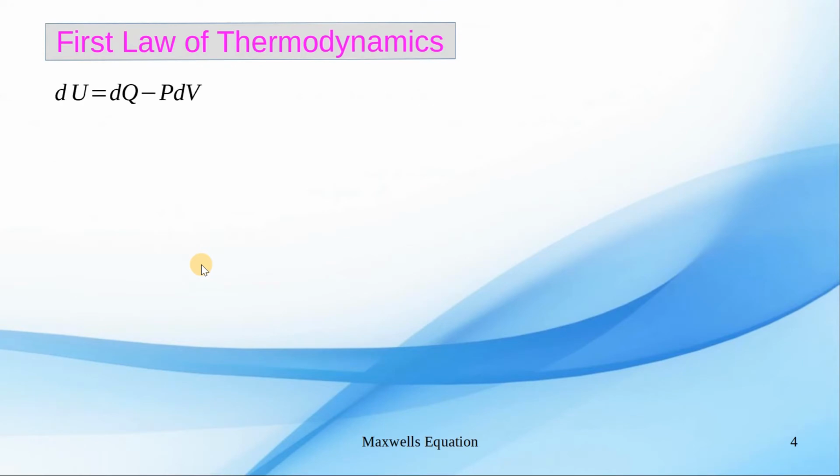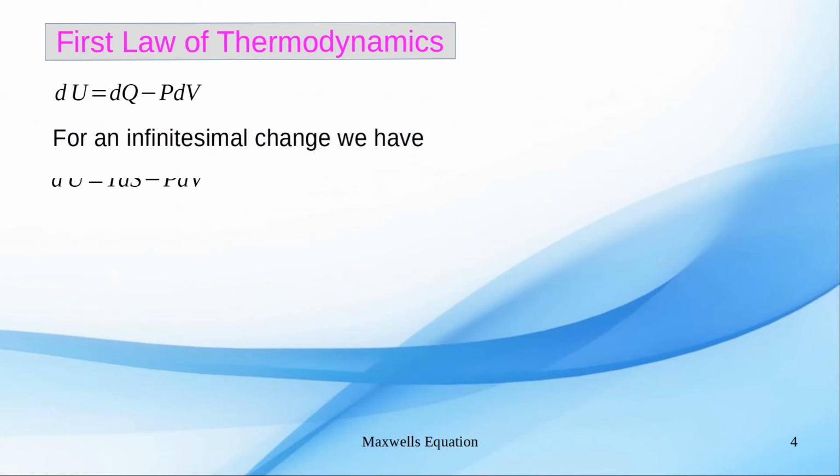Now, we all know that for a closed system, the first law of thermodynamics is dU is equal to dQ minus PdV. For an infinitesimal change, we can write dU is equal to TdS minus PdV. Also, if we add minus d(PV) on both sides of the first law equation, we get dH is equal to TdS plus VdP.